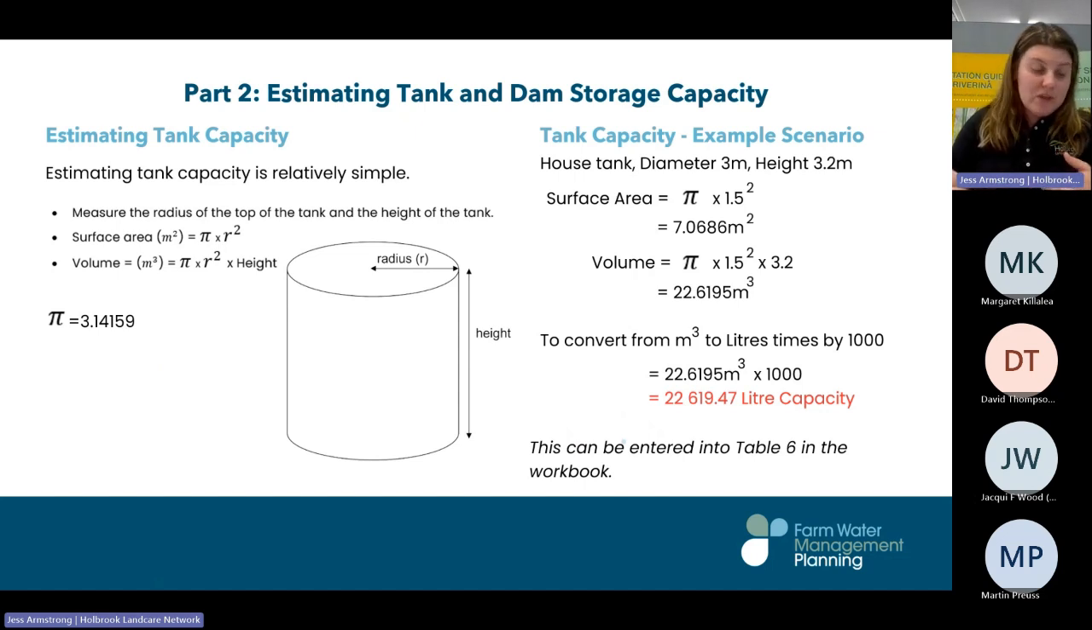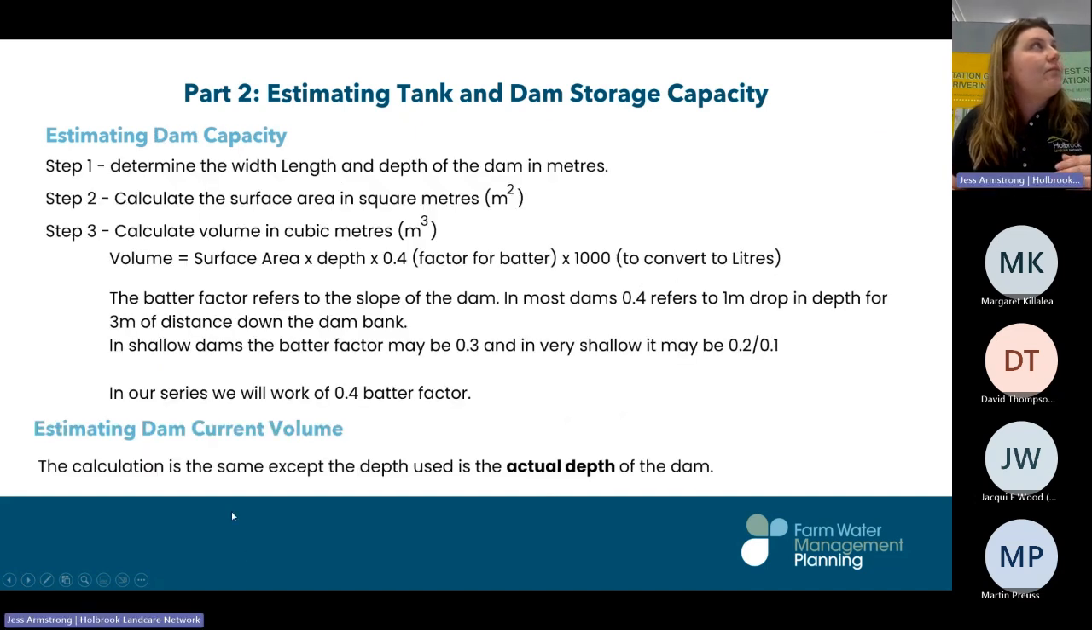So in table 6, we can include what our surface area was, what our approximate volume in cubic meters is, and if you'd really like to, you can include the water storage capacity in megalitres, which I believe off the top of my head, without flicking forward in slides, is 0.022. Could be wrong, but we'll double check that. So enter this into table number 6. That's pretty easy. We found out our tank capacity.